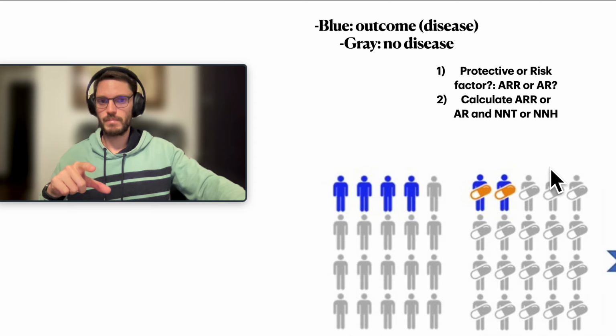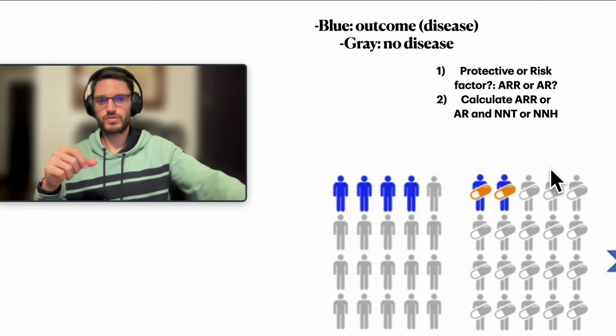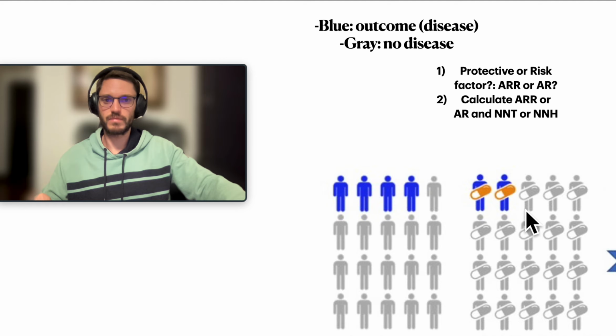I'm going to show you the math right here. If you have any questions, tell me. But well, let's try to answer it ourselves. 20 patients here and 20 patients here. So the incidence in the non-exposed group is 4 over 20, which gives you 0.2. And the incidence in the exposed or treated group is 2 over 20, which is 0.1.